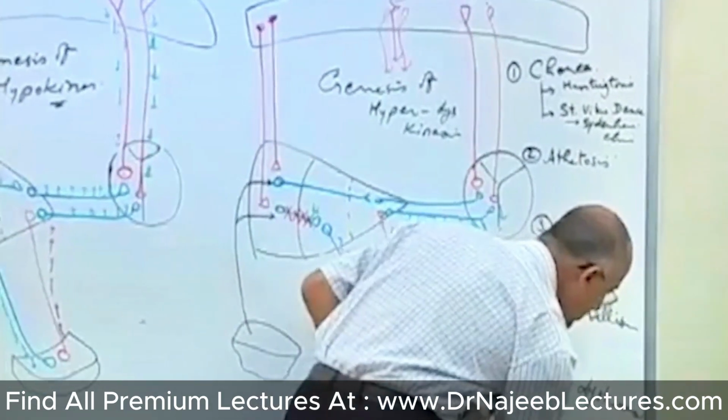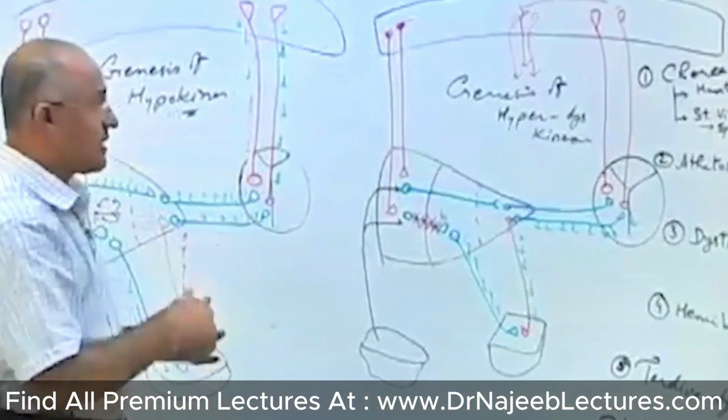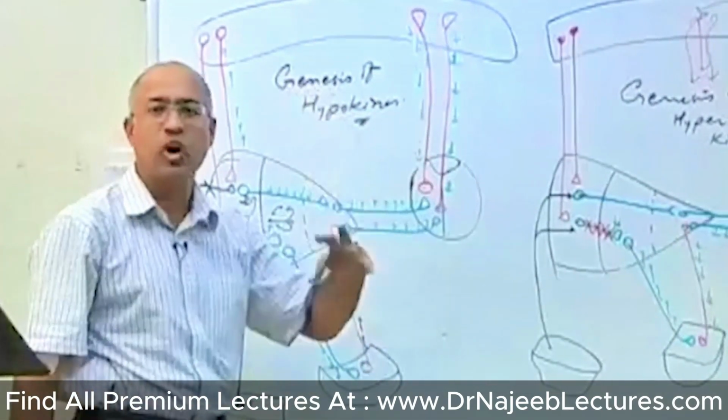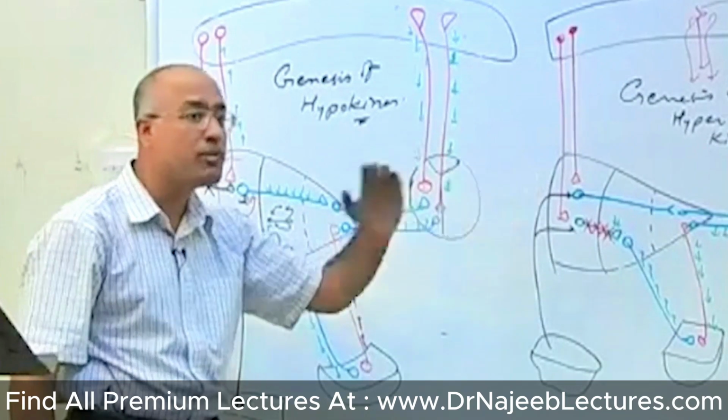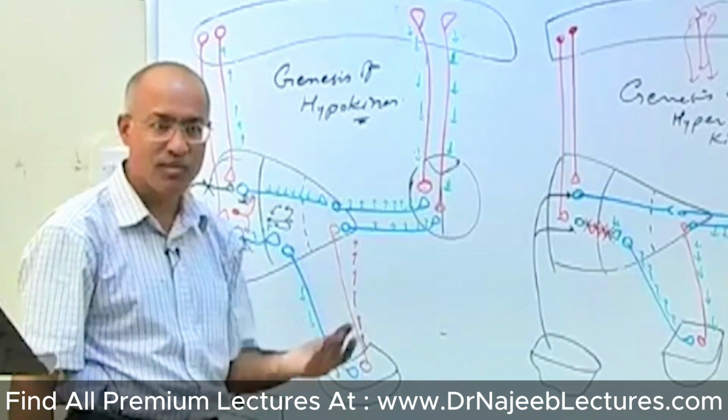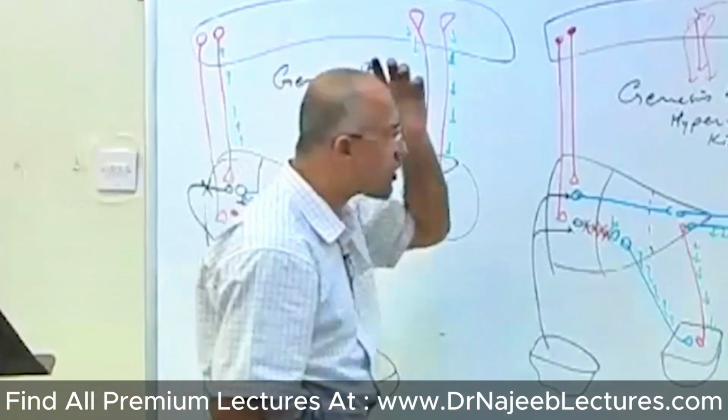In all of these diseases, the dominant lesion is in the indirect pathway. So in all of these diseases, movement will be less or more. Yes? There will be excessive abnormal movement. Now first of all, chorea.